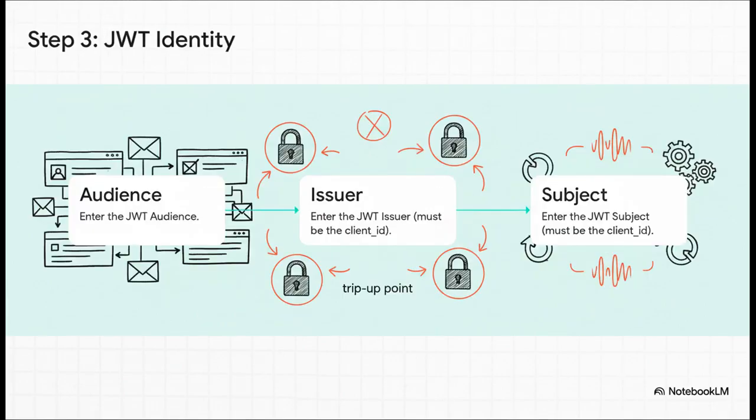You'll enter the audience, which is typically just your Okta URL. But now listen up, because this is absolutely crucial. The JWT issuer and the JWT subject fields must be the exact same value as the client ID of your application in Okta. I'm going to say that one more time. Both the issuer and the subject have to be your client ID. This is a super common trip-up point, so please double-check it.